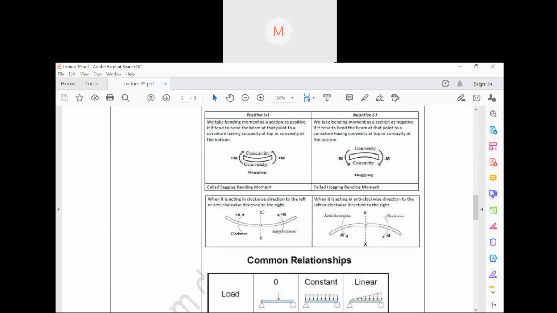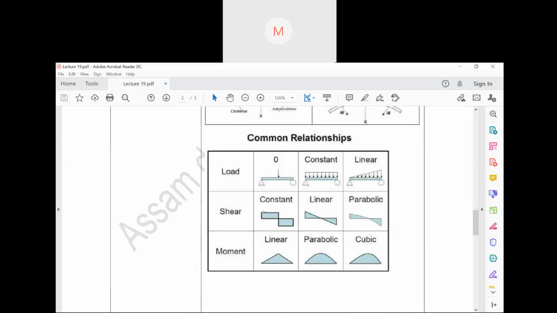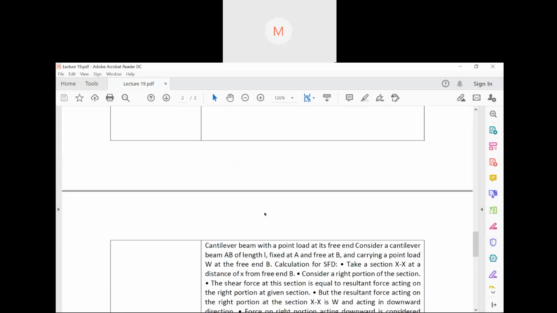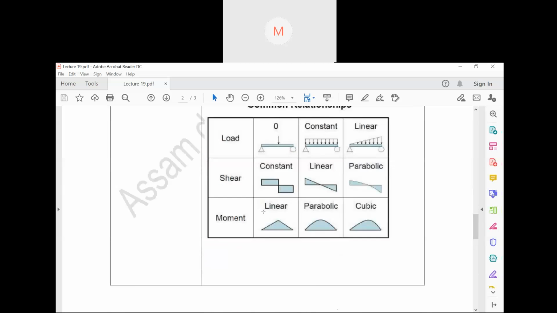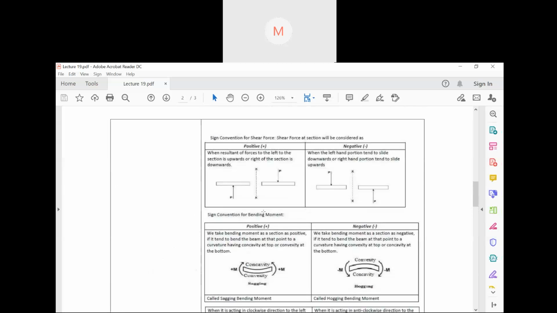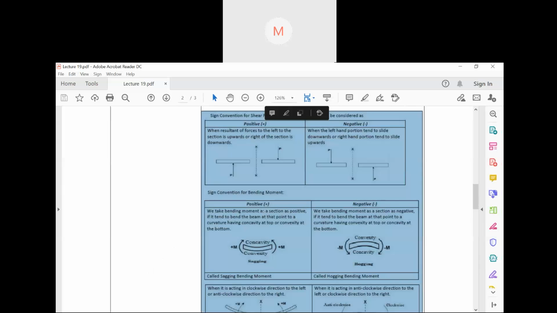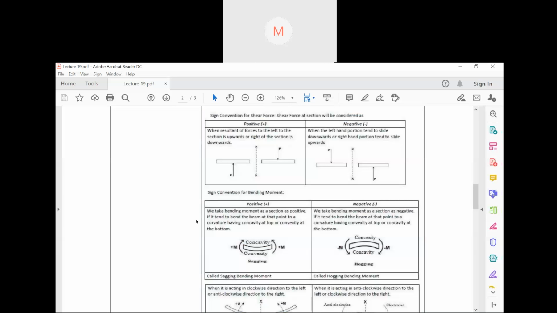Now remember this figure. Now for shear force, what is happening? We are having certain sign conventions. That means in shear force, as you can see in the figure, we will be having certain sign conventions.